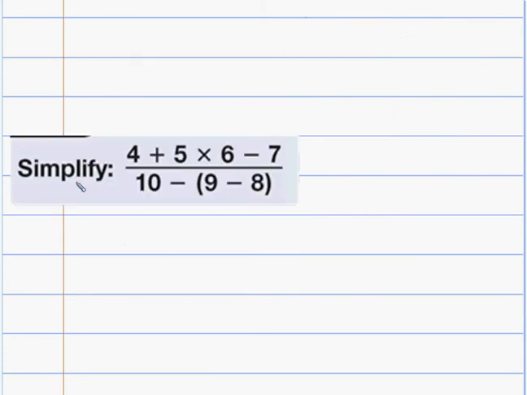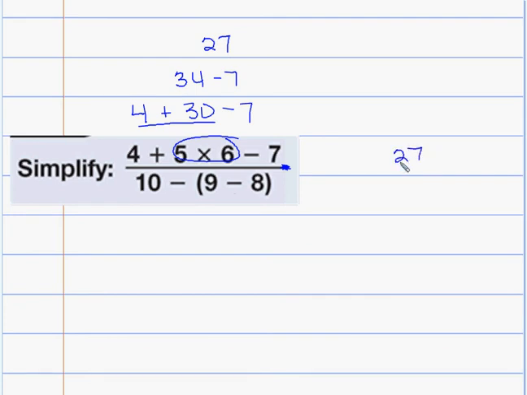We're going to simplify this fraction, and we have to simplify the numerator and simplify the denominator. This division right here is the very last thing that we'll do. So I'm going to simplify the numerator first. 4 plus 30 minus 7, and I do the addition first because it's left to right. 34 minus 7 would be 27. So my numerator, I'm going to write it over here because I know that if I don't, I'm going to forget that I have a number in the denominator.